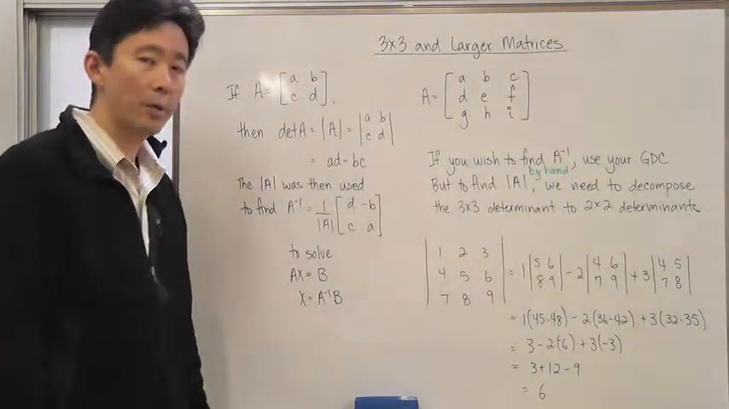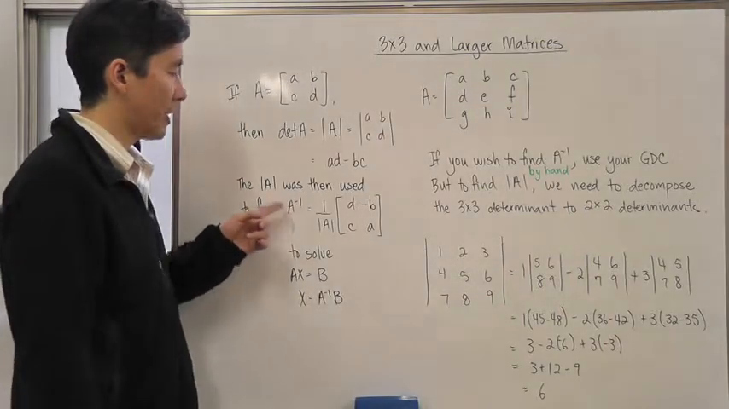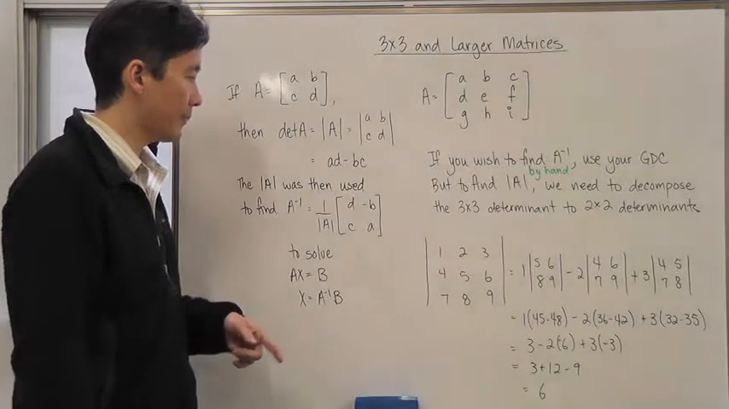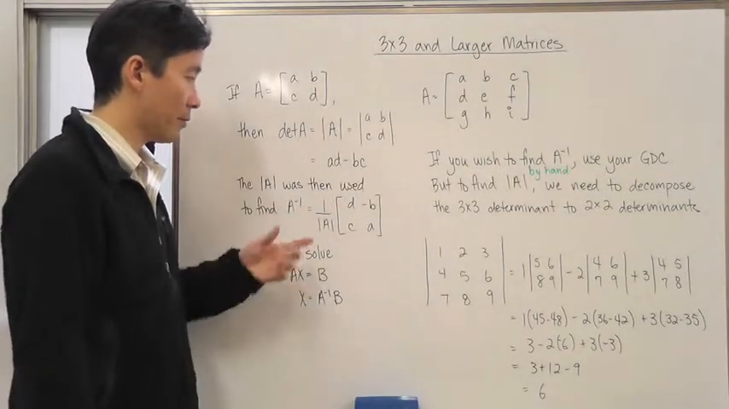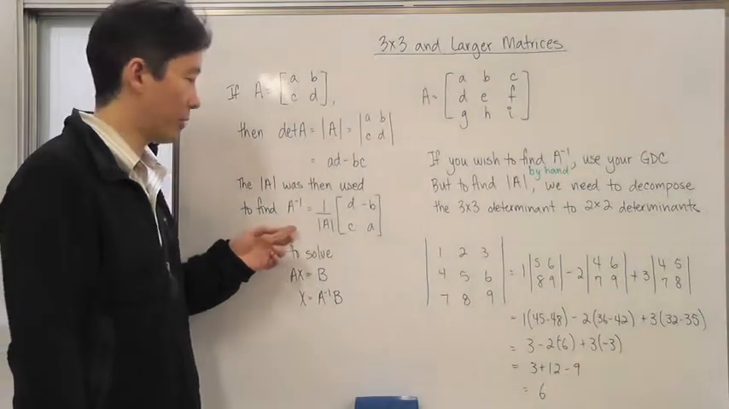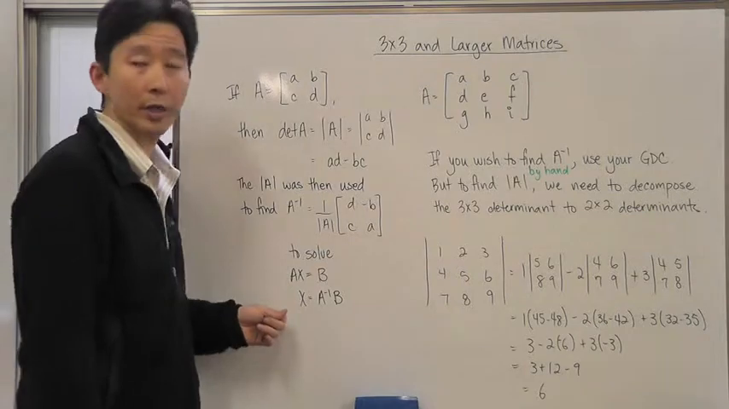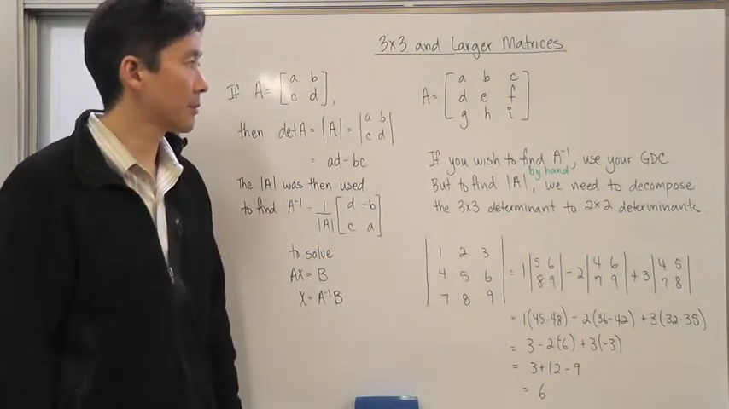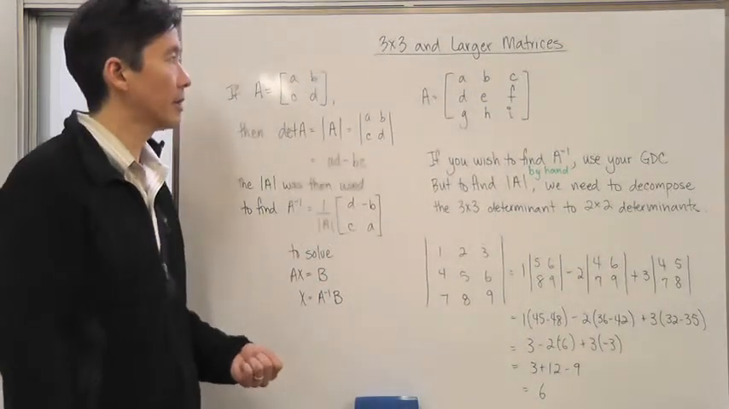cb. Now, what did we need the determinant for? Well, we used the determinant to find A inverse. And A inverse, of course, was 1 over the determinant of A times this matrix here. And what did we need A inverse for? We needed A inverse so that we could actually solve a matrix equation, and solve a system of linear equations.